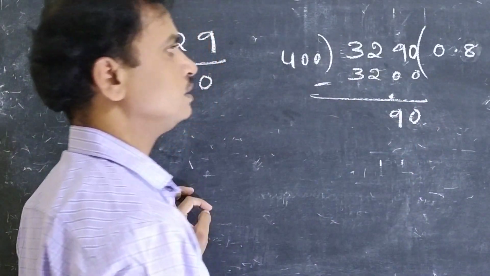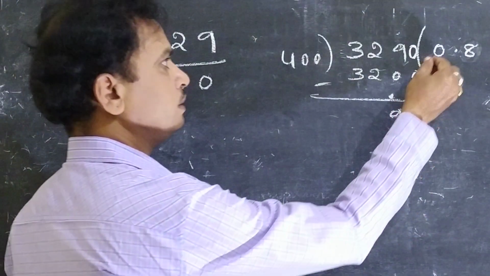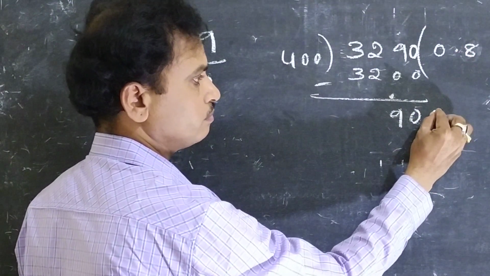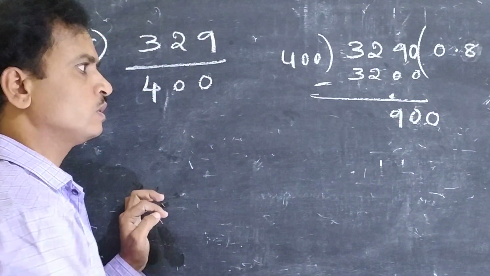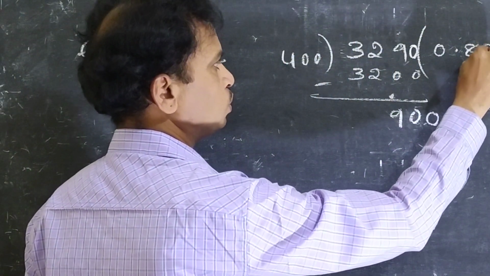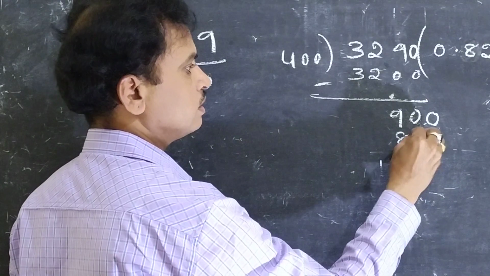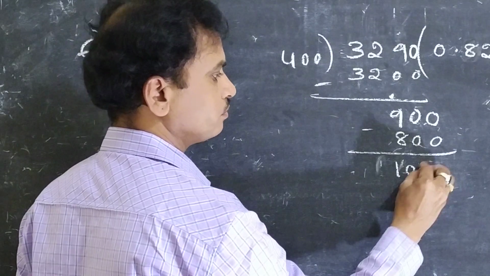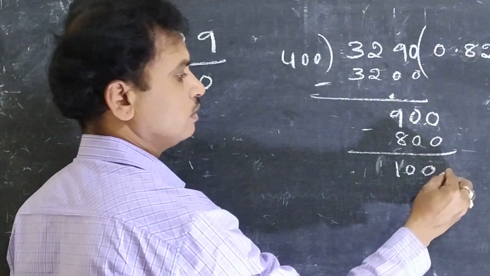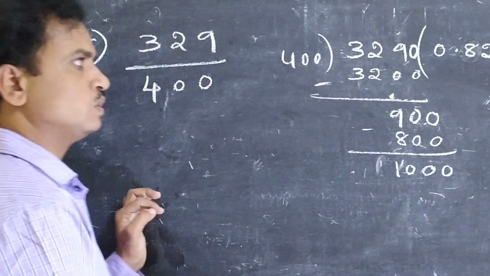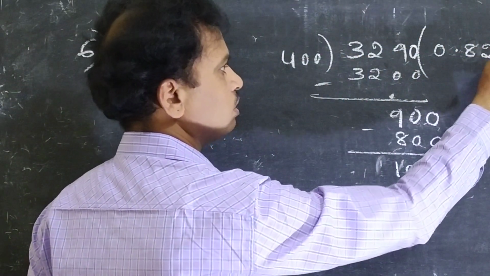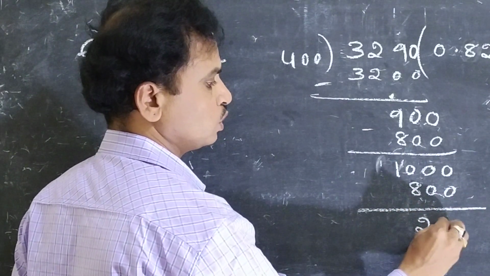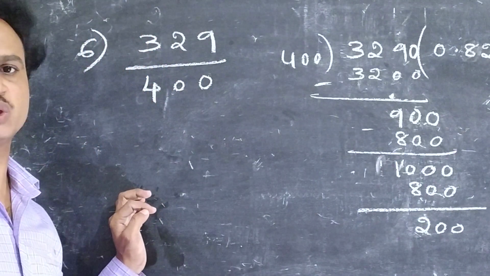So remainder is 90. So then 90 is less than 400. So already we gave the point. Then you can take 10. Then 400 into 2, that is 800. Then subtract here, 100 remainder. Then you can take again 10. So again 400 2s are 800. So remainder is 200.